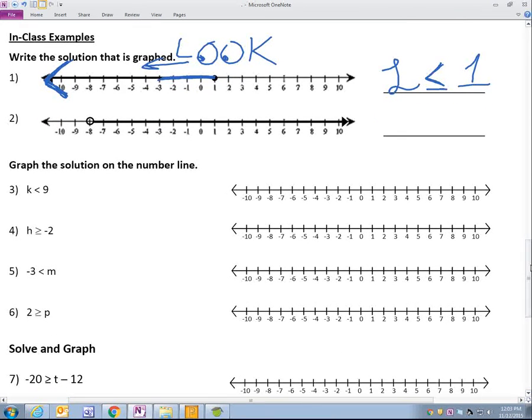I want you to do number 2, please. I'll put the answer up in just a moment. Try number 2. Can you please use pencil? Pencil, pencil, pencil. It is a requirement for this class to have a pencil.